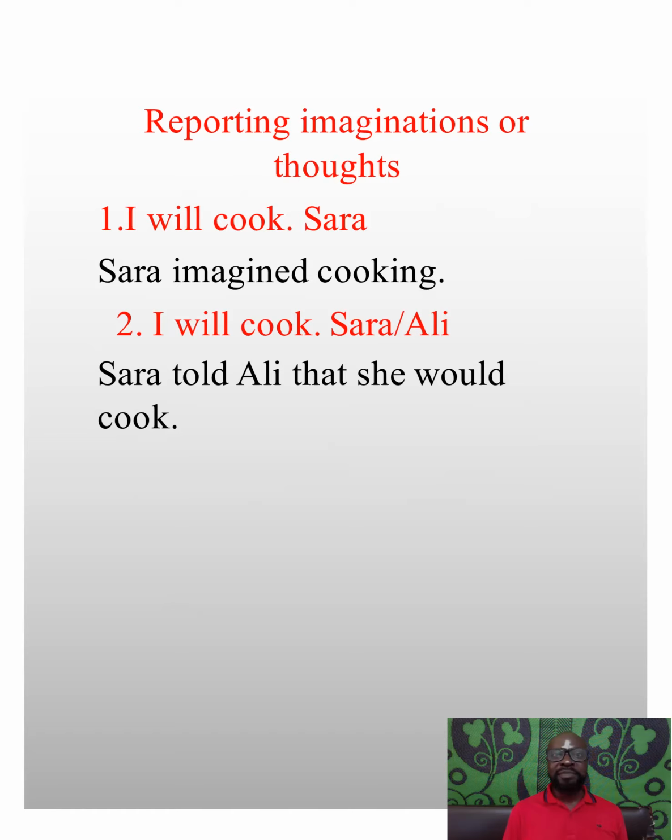When you are showing an imagination, after imagine, we put verb ing. Sarah imagined cooking. Number 2, I will cook. Sarah, Ali. Number 2, there are 2 people, not 1. So we use told. Number 1, there is only Sarah. Number 2, Sarah is talking to someone. That is not an imagination. So we use told. Sarah told Ali that she would cook. Will changes to would because Sarah is talking to someone. But if Sarah is not talking to anyone, we use imagined.